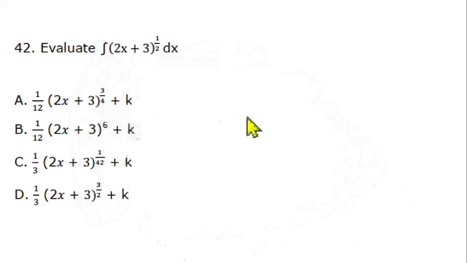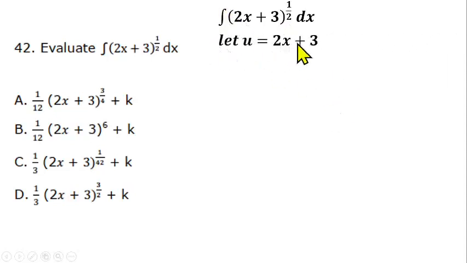Question number 42 is from integration as well. So we are also going to use integration by substitution here. Our u will be 2x plus 3. du/dx will give us a 2. dx will give us du over 2.